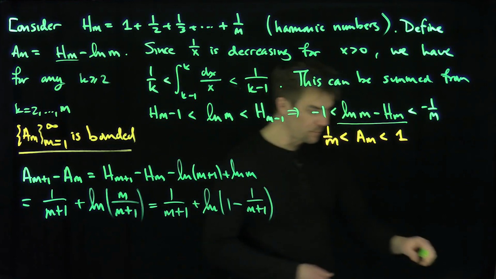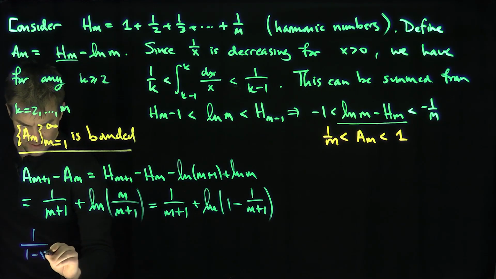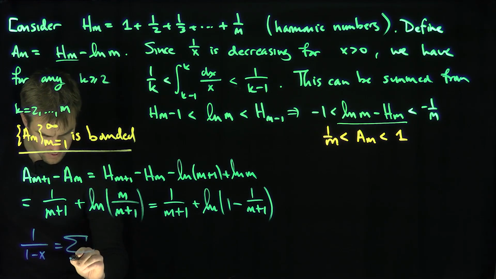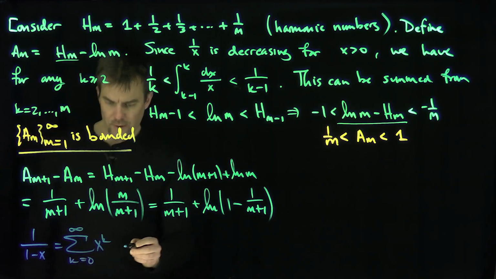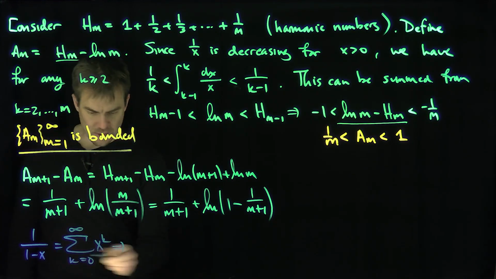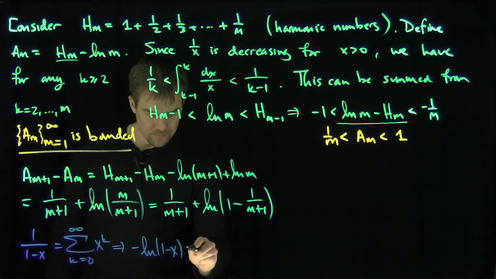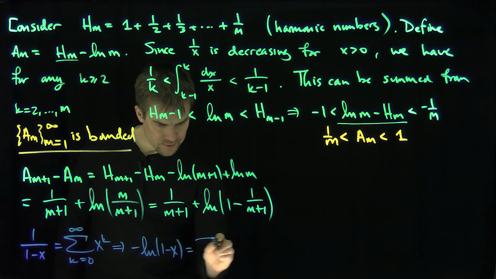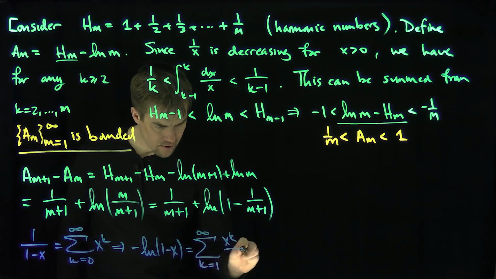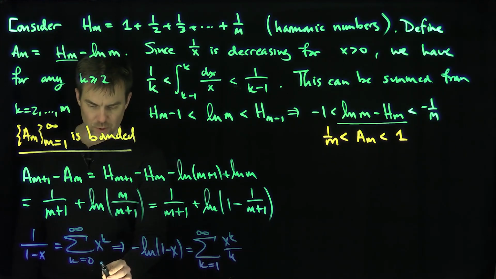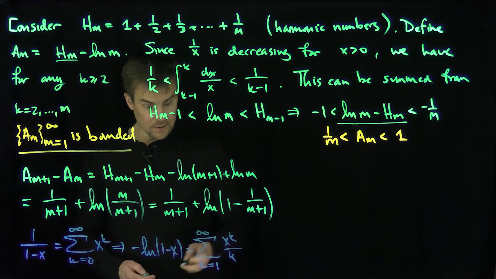Now I need to recall the Taylor expansion. I know that 1 over 1 minus x is equal to the sum k goes from 0 to infinity of x to the k. And therefore, if I integrate this expression, I get negative natural log of 1 minus x is equal to the sum k goes from 1 to infinity of x to the k over k, because I have k plus 1 over k plus 1, I just shift the index and get this result. So this can be expanded.